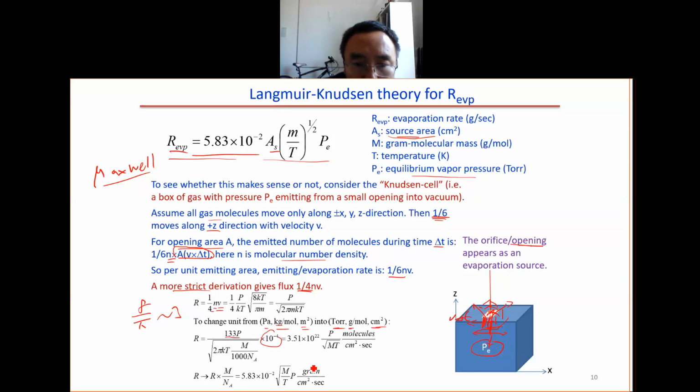If we want to convert to how many grams, then we use the mass of each molecule. The mass of each molecule is given by the gram molar mass divided by Na, where Na is the Avogadro number, 6.02 times 10 to the power 23. Then you get this formula here, which is the same as this formula. So this tells you the evaporation rate per area per time, per square centimeter per second, and we know the molecular mass, temperature, and the pressure.